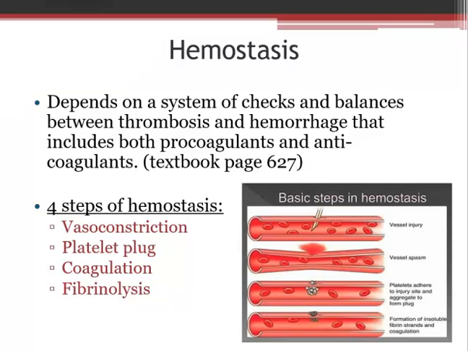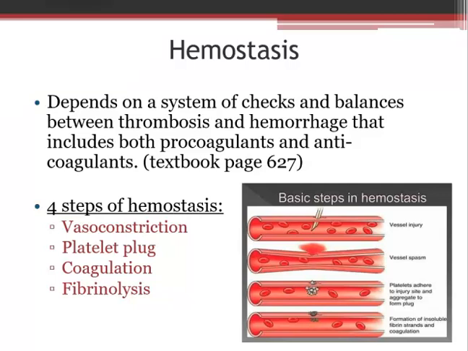And that includes both procoagulants, and we're referring to our coagulation factors when we're talking about procoagulants, and anticoagulants. Remember, our anticoagulants keep our blood from clotting. Okay, and there's 4 steps of hemostasis. There's vasoconstriction, there's the platelet plug formation, there's coagulation, and finally there's fibrinolysis. So let's talk about each step of hemostasis.